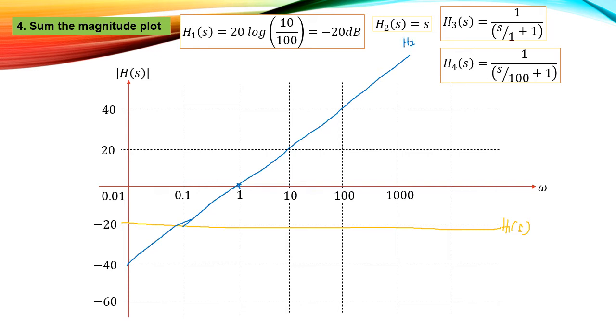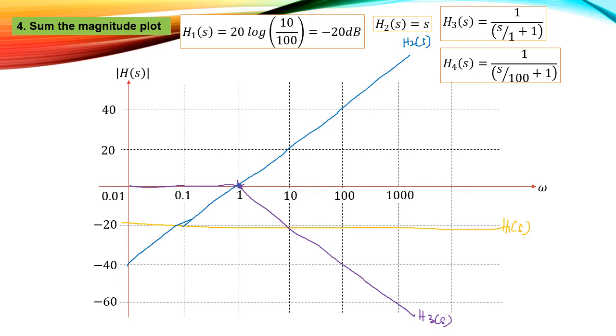So this is H2(s). And then H3, you have the pole at 1, meaning that it can mark at 1. So 0 until 1, and then you have a negative 20 dB slope. So this is H3.